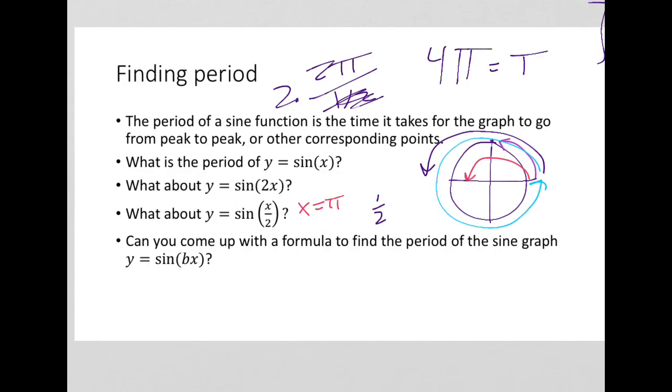So that bottom question there, what's the formula to find the period of the sine graph? If we are multiplying that x value by something, well, we take the normal period, which is 2 pi, and we simply divide it by that coefficient. And that will tell us our period T.